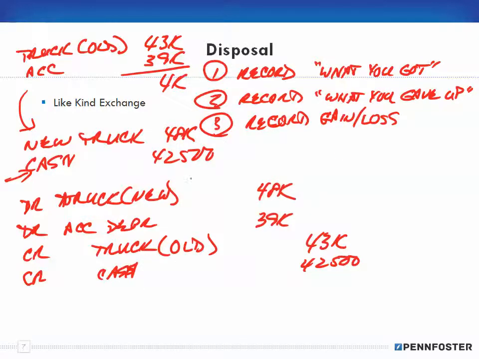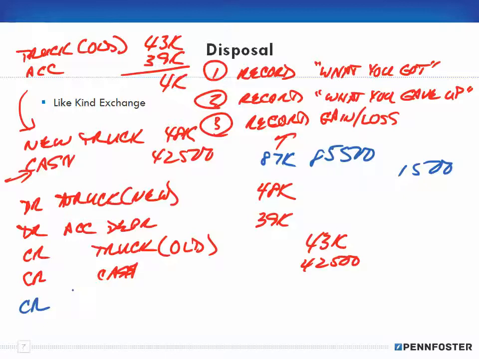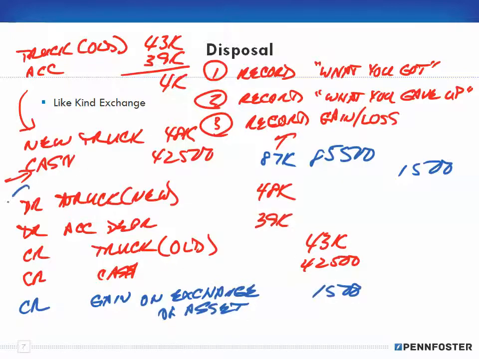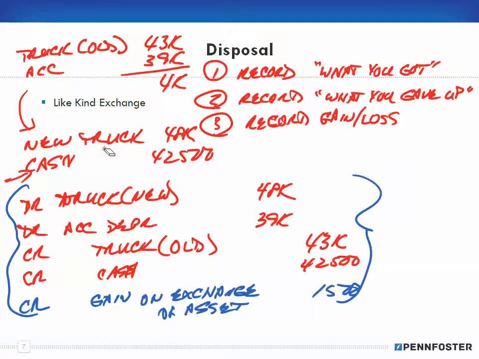Okay, so I've done step 2, I've done step 1. Now the last thing I do is record the gain or loss, right? So the difference, what do I have here? My debits equal 87,000, and my credits equal 85.5. So the difference between the two is $1,500. That means I have to credit my gain on exchange of assets for $1,500. Okay, so now that's my journal entry to record the like-kind exchange of the assets.